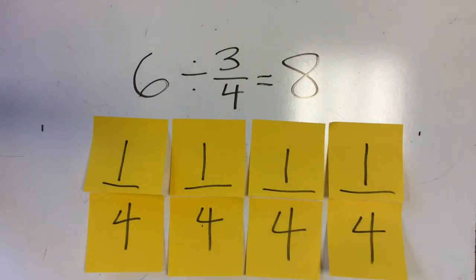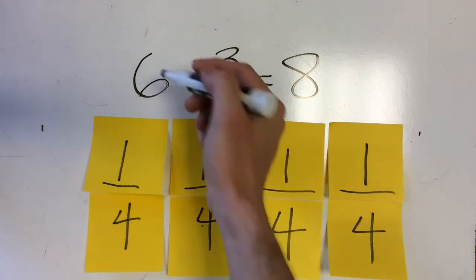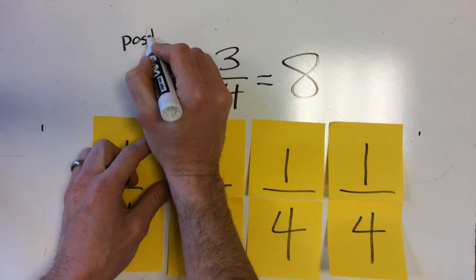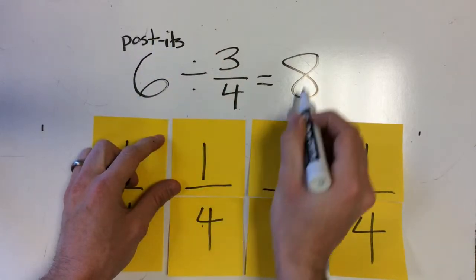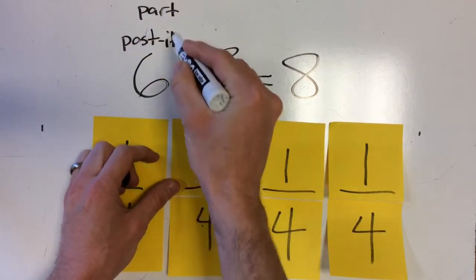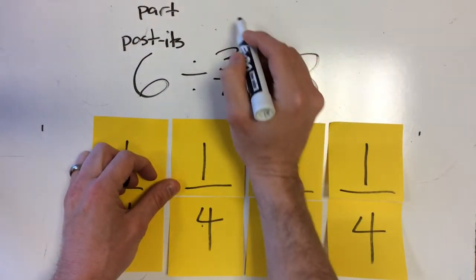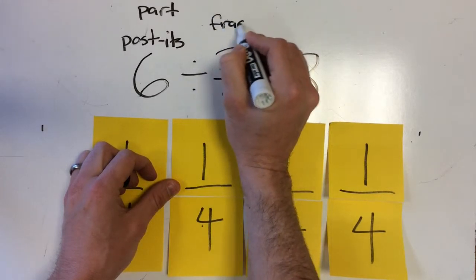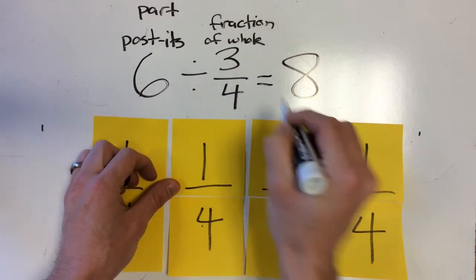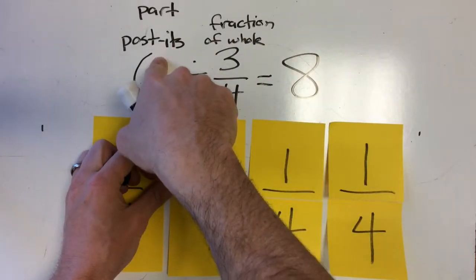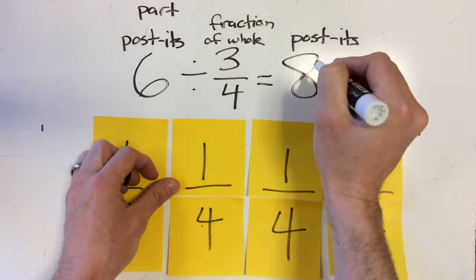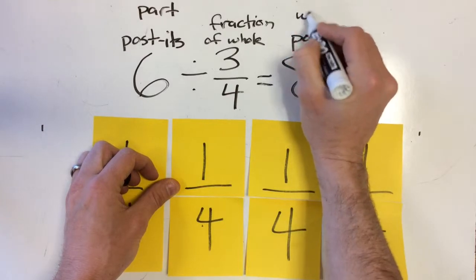So, when you're writing your story about a division problem like this, the first number should have some units. In this case, they were post-its. And in these stories, the first number is the part. Remember, 6 wasn't enough. The second number is simply a fraction of the whole. And the last number should have the same units as the first. This was post-its as well. But this isn't the part anymore, this is the whole, or the total.